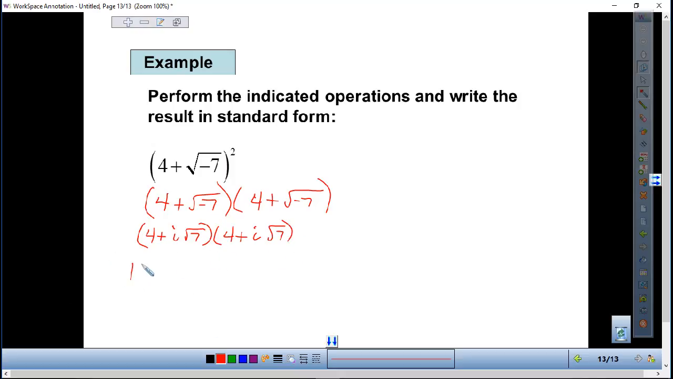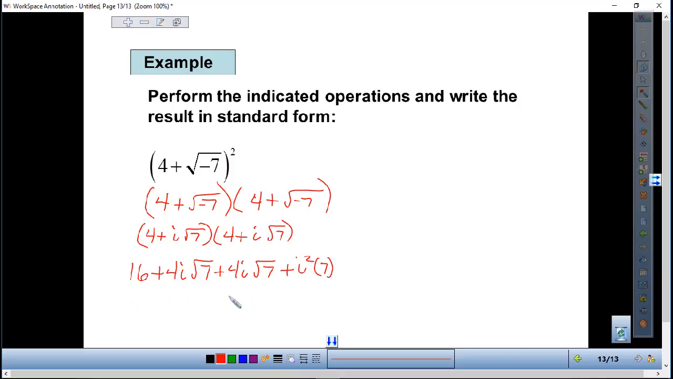So 16 plus 4i square roots of 7 plus 4i square roots of 7, and then plus plus gives me a plus. We're going to have i times i, so i squared, and then square root of 7 times the square root of 7 is going to give me the square root of 49, which is 7.